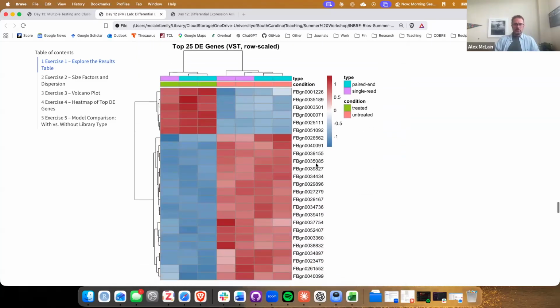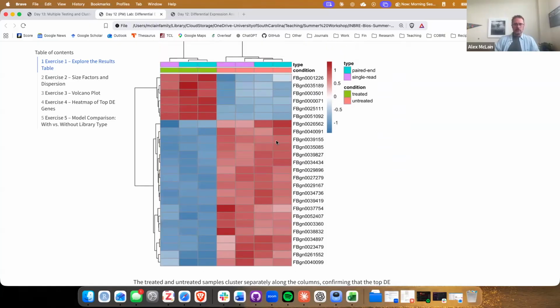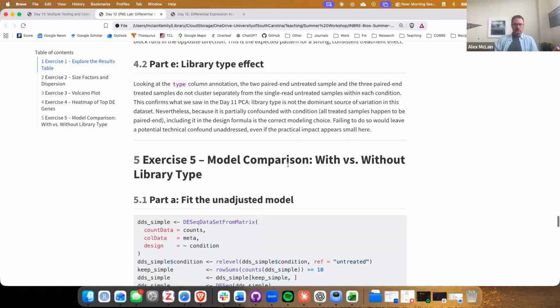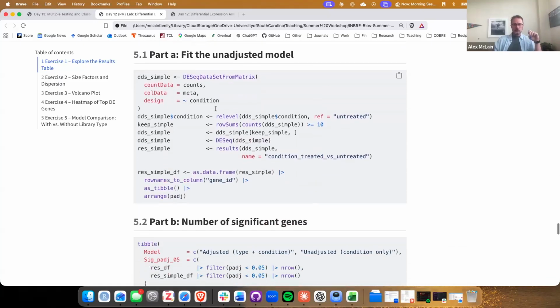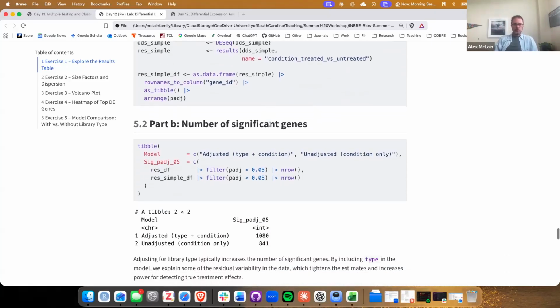And then we have a heat map here, showing a clear relationship between those that are upregulated and downregulated, and how they are expressed, overexpressed, underexpressed, relative to treatment. So this one, which I didn't ask you guys to do, compares the model with versus without library type. So this one only has condition in it. And when we first did the principal components, we could see that type seemed to have a pretty big impact.